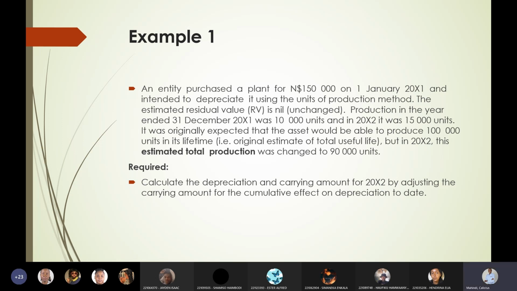Someone is asking me to go back to the question. Can't you see the question? Example 1, it is on the screen. The whole question asks you to calculate the depreciation and the carrying amount for 20X2, but I have asked you just to give me the depreciation and carrying amount at 31 December 20X1. What is projected on your screen is the question.